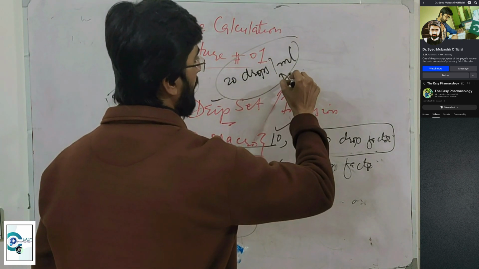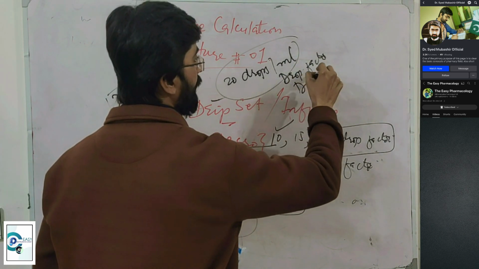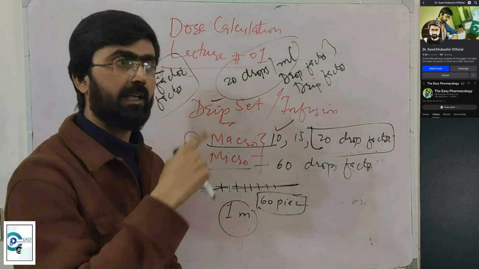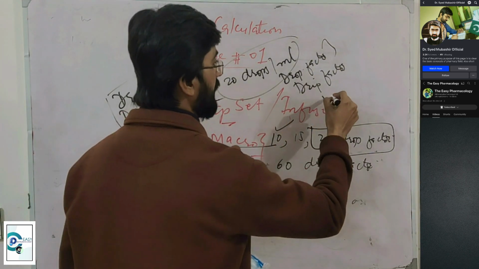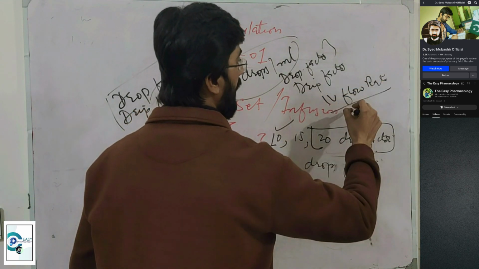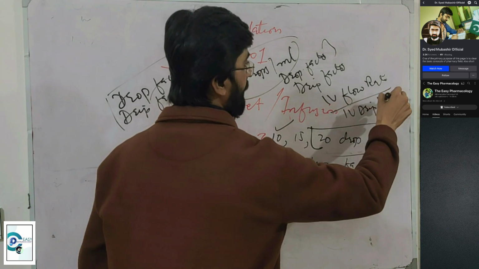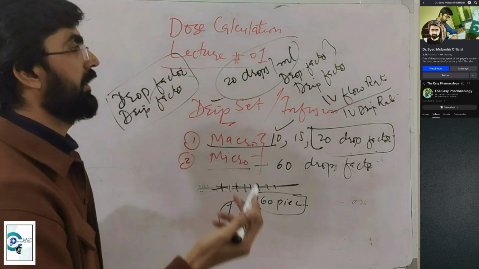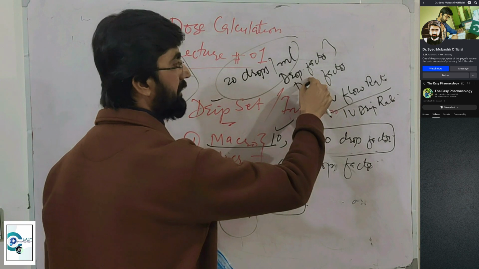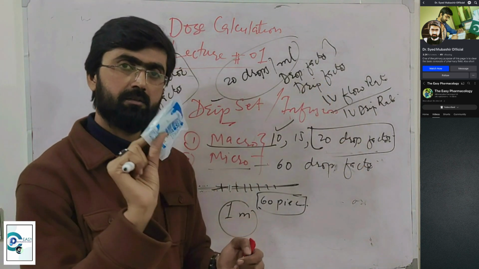This is the drop factor or drip factor, and it is necessary to know for the calculation of the IV flow rate or IV drip rate. Drip rate is also called flow rate. For this calculation it is necessary to know it, and we come to know it from the drip set.